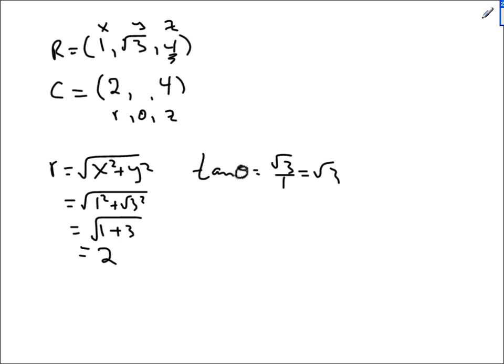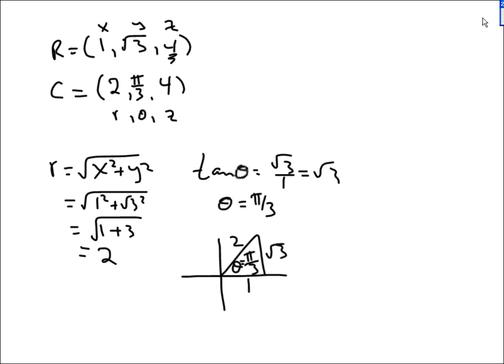The tangent of theta is y over x, which is square root of 3 over 1. The tangent of what angle gives you square root of 3 over 1? That's 60 degrees, which is 180 divided by 3. Theta is pi over 3. You have to remember your trigonometry, special right triangles: 1, square root of 3, 2.